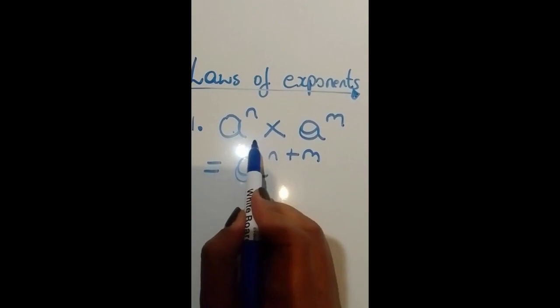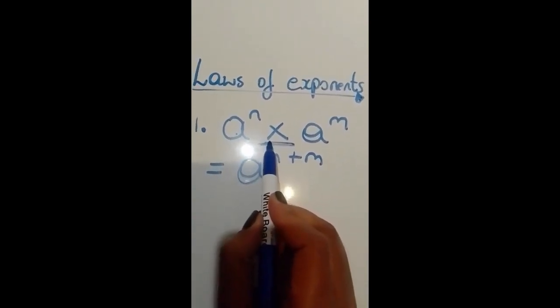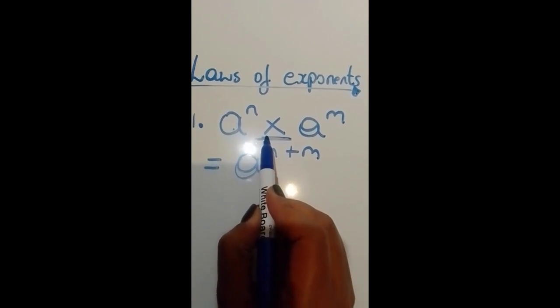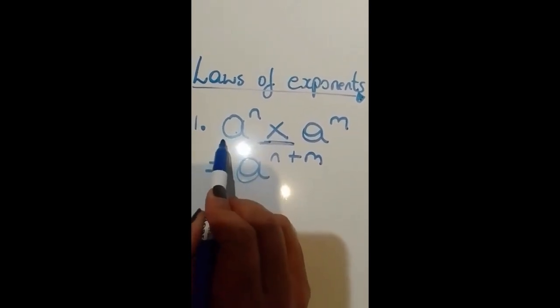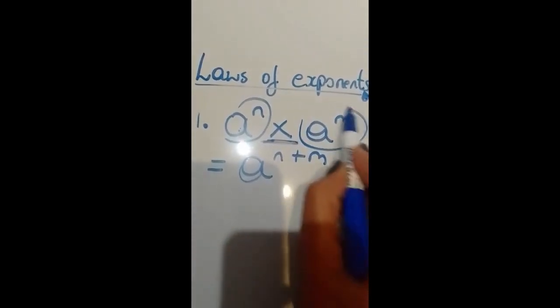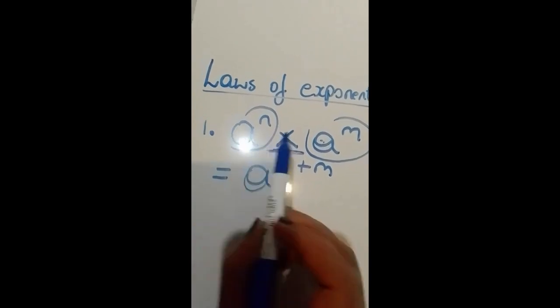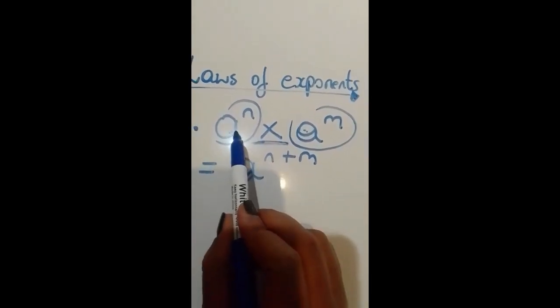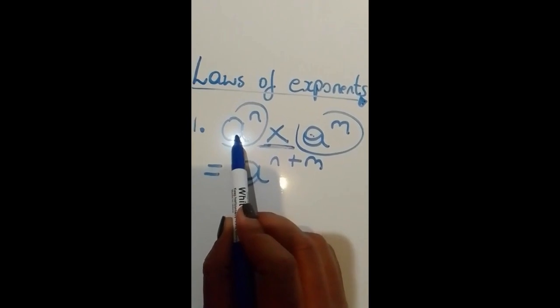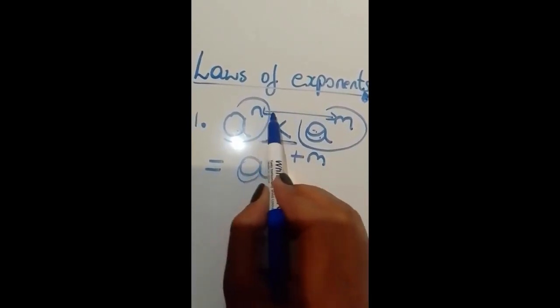So recognize here between these two terms, it's multiplication. So that means this law only applies to multiplication. And then recognize that the first term has a base a and the second term has a base a. So both of them have the same base. So what the law is saying is that if you are multiplying two terms that have the same base, then you can add their exponents.